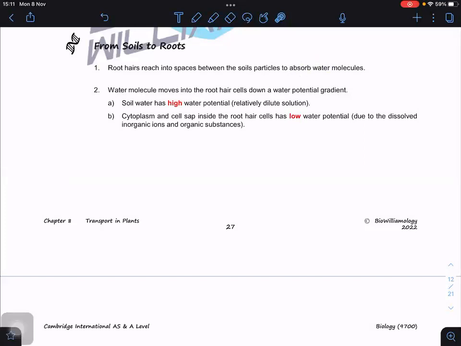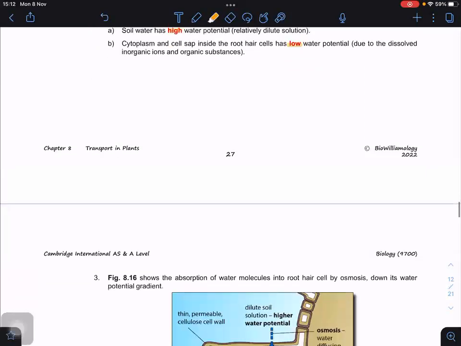The process again is passive. So water molecules move into the root hair cell, again, down the water potential gradient. Generally, soil water will have high water potential because it is a relatively dilute solution. The cytoplasm and cell sap inside the root hair cell has low water potential because of the dissolved inorganic and organic substances. So due to this, they have a steep water potential gradient, allowing the water to move into the cytoplasm of the root hair cells by osmosis, down the water potential gradient.